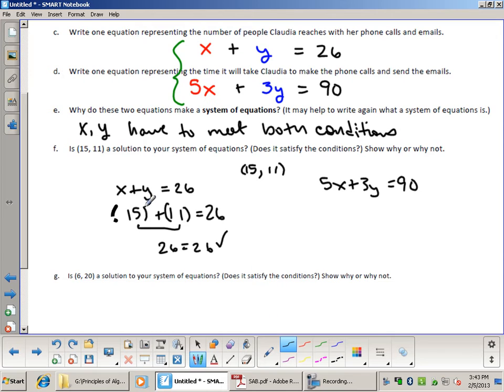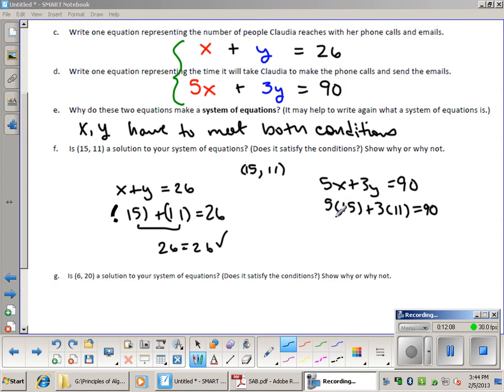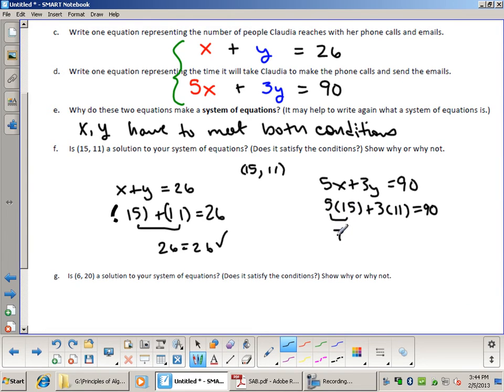So we have 5 times 15, and then 3 times 11 has got to equal 90. I did pause the video, by the way, to do that because I couldn't do it on the fly. So 5 times 15 is 75. 3 times 11 is 33. Let's see if that equals 90. Well, 70 plus 30 is 100. 5 plus 3 is 8, so this would be 108. And that's not the same as 90 last time I checked.